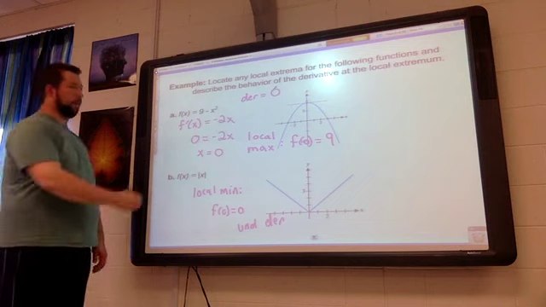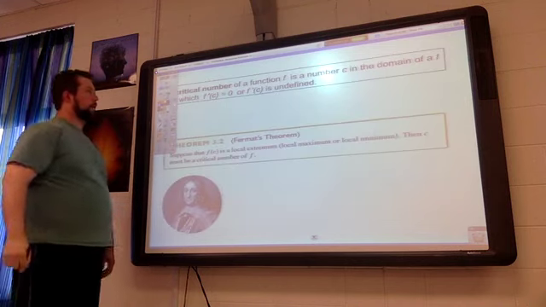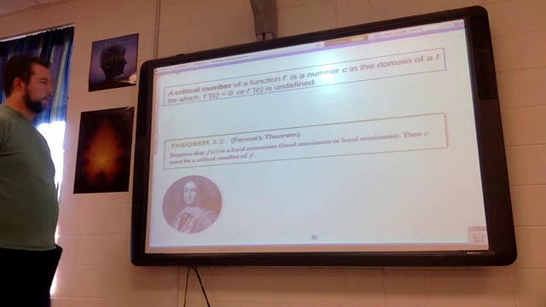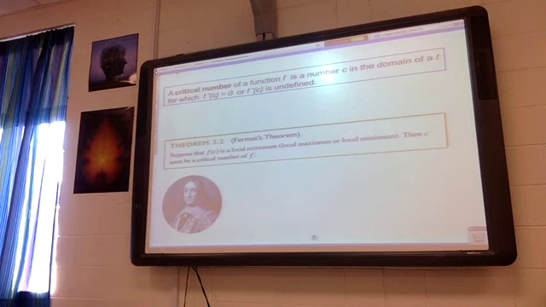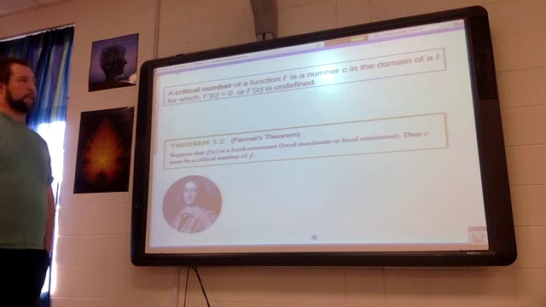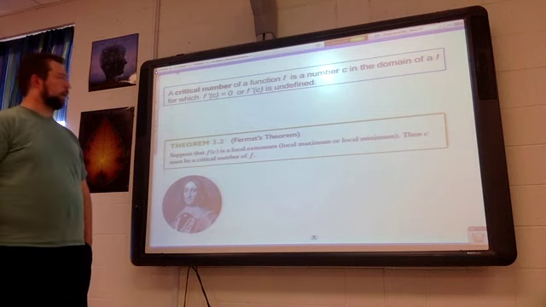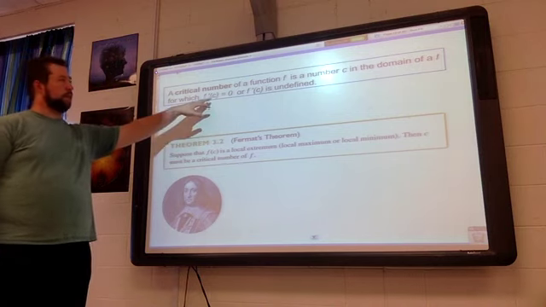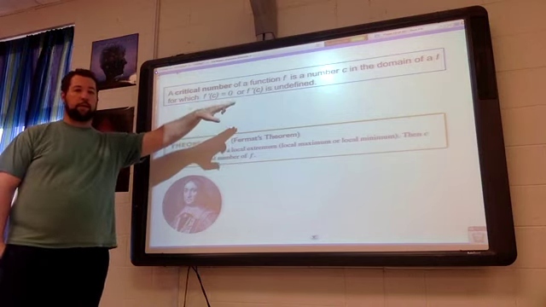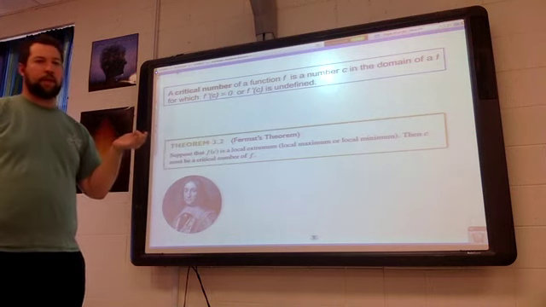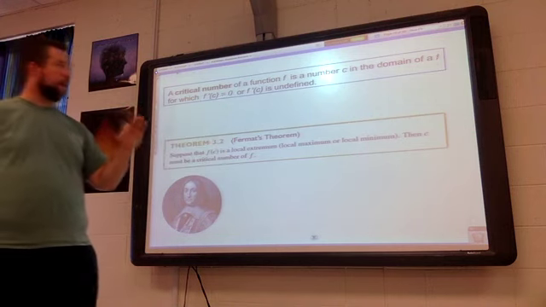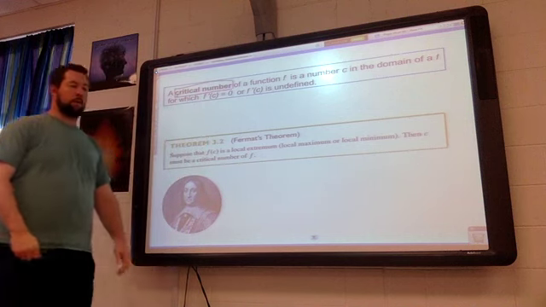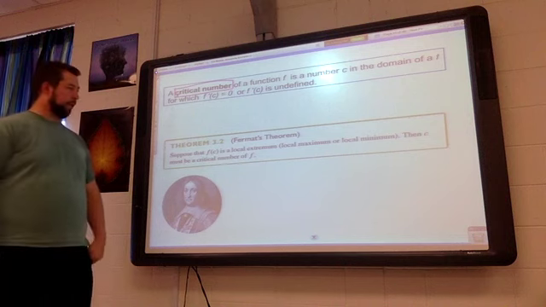All right, so a little exploration there. Which brings us to this definition right here, and Fermat's theorem. A critical number of a function f is a number c in the domain of function f, I know the f's a little cut off there, for which the derivative is equal to 0 or the derivative is undefined. So those places we just found where the derivative is 0 or the derivative is undefined, that is called a critical number.